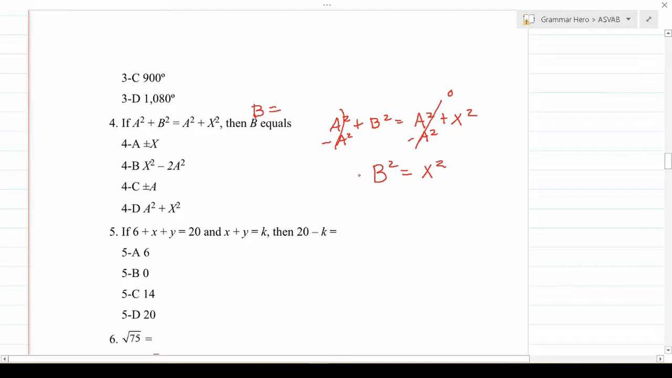To get rid of this square, we're going to take the square root of both sides. This becomes b equals the square root of x squared, which is going to be plus or minus x. Because regardless of what you plug into x squared in the square root, it's always going to be positive, so it doesn't matter if it's negative or positive what you plug in. For example, if I were to plug in 2 for x, that would be 4. If I were to plug in negative 2 for x, that would also be 4. So this one is going to be plus or minus x.